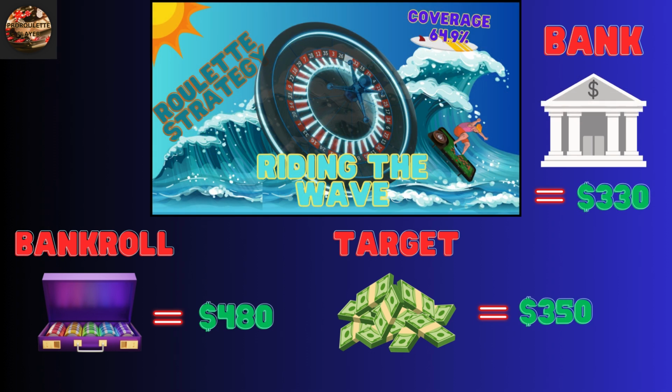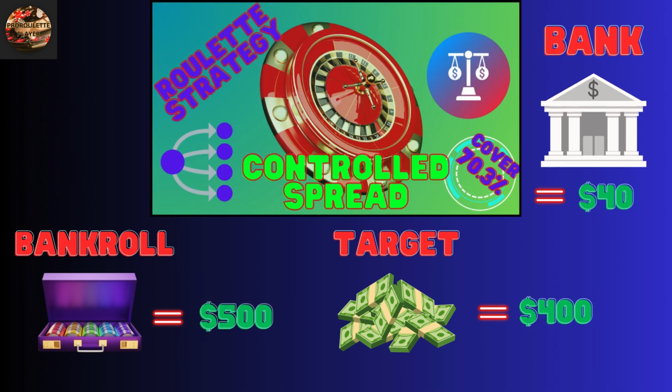Step 5. Riding the Wave. Pretty much the same here on out. Bankroll 480, target of 350, and banking the 330 if completed. Step 6. The final step, Control Spread. Loop is almost complete. By this point you should feel good because you have a backup just in case anything goes haywire. Bankroll of 500, target 400, and banking 40.